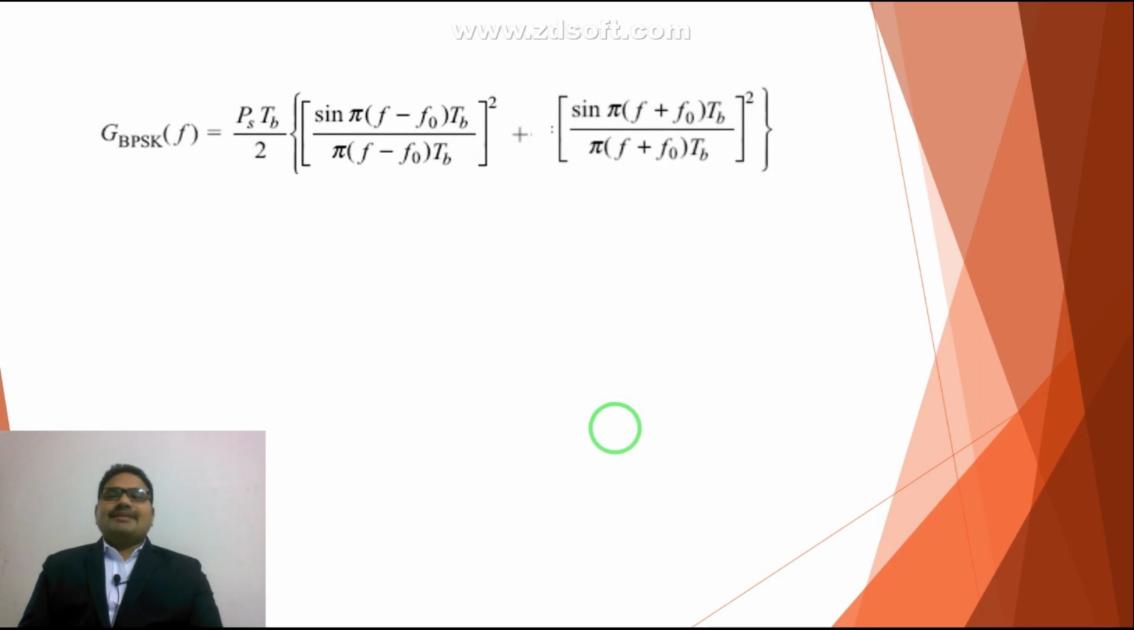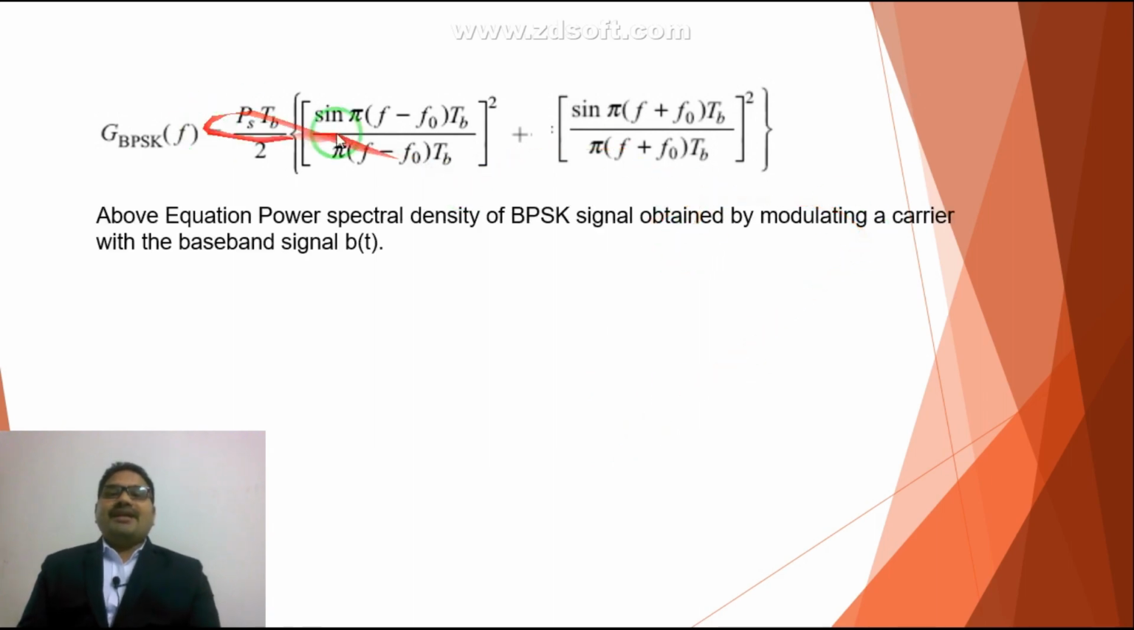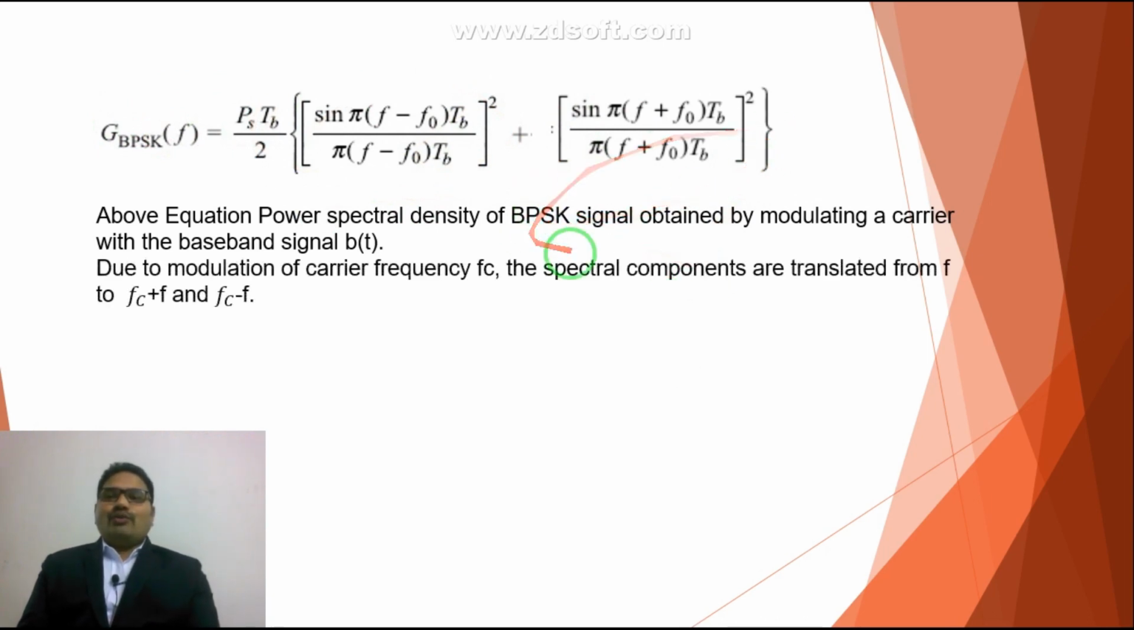After that, this is the power spectral density of your BPSK signal. Again, you need not derive this equation. This BPSK is obtained by modulating a carrier with the baseband signal b of t. So due to modulation of the carrier frequency, the spectral components are translated from f to fc plus f and fc minus f. You can see from the power spectrum of your b of t how the spectrum components have been shifted, that is for f minus 0, see fc or f naught, it is one and the same.